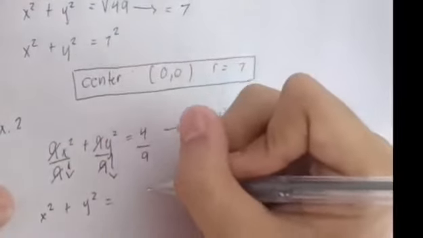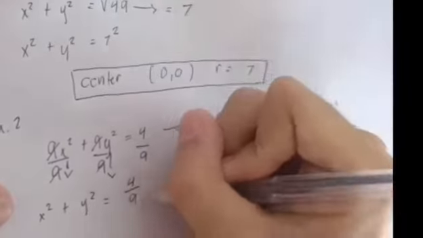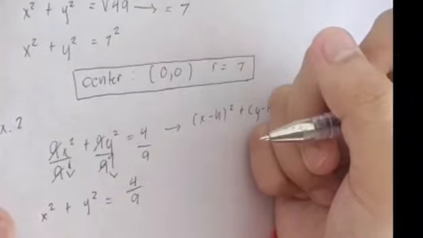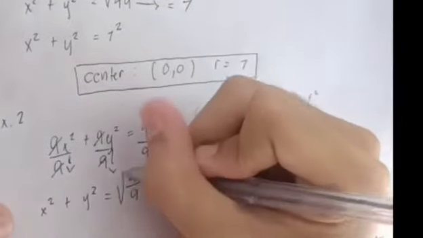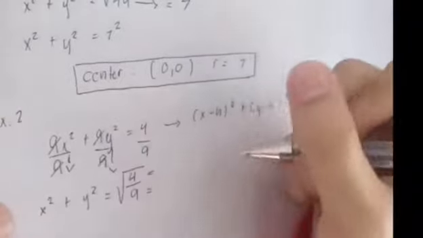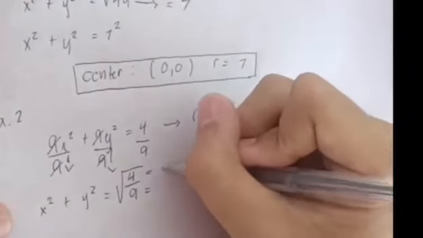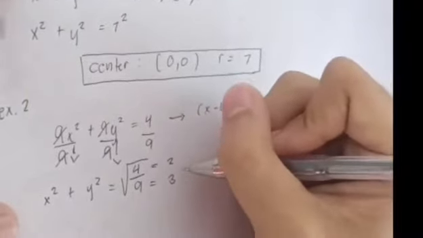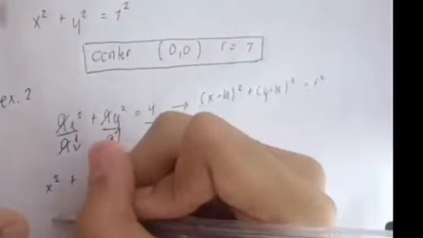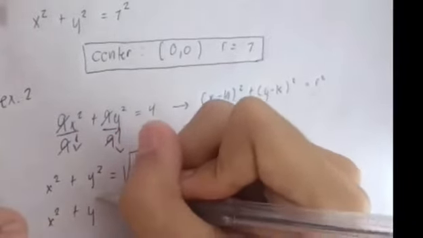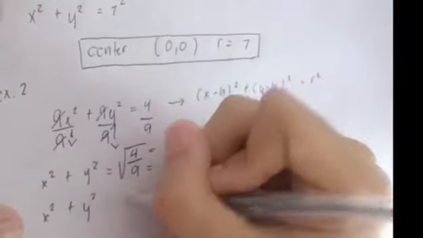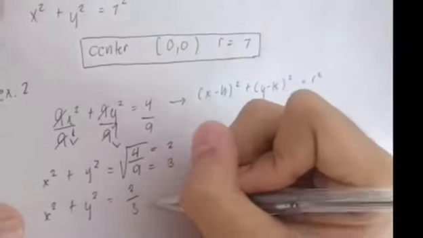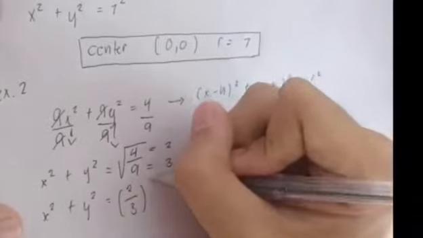Since we can't divide 4 and 9, we will just copy this one. So now let's get the center and radius of the circle. To get the radius, we will just take the square root of 4 and 9. The square root of 4 is 2, and the square root of 9 is 3. Then let's copy our equation: x squared plus y squared is equal to the square root of 4, which is 2, over the square root of 9, which is 3, and put a square on it.